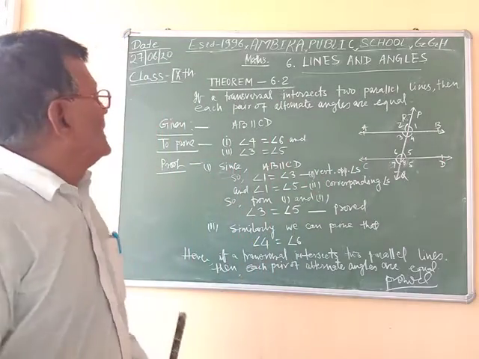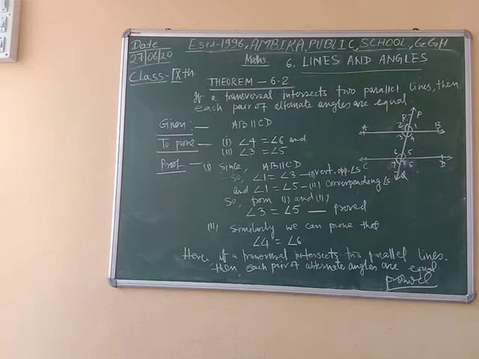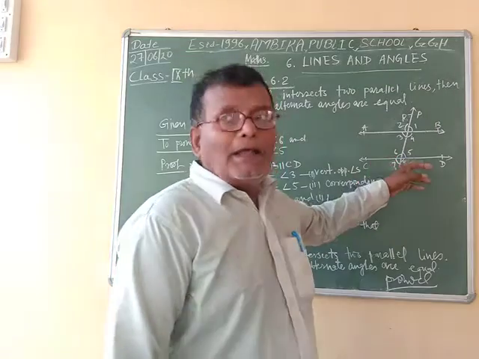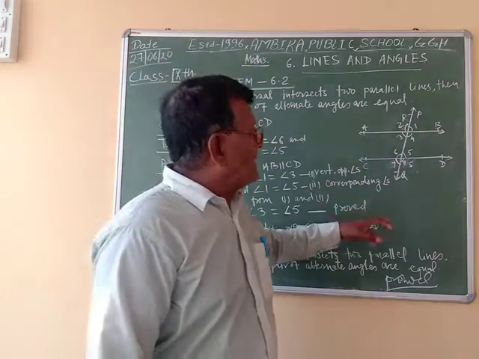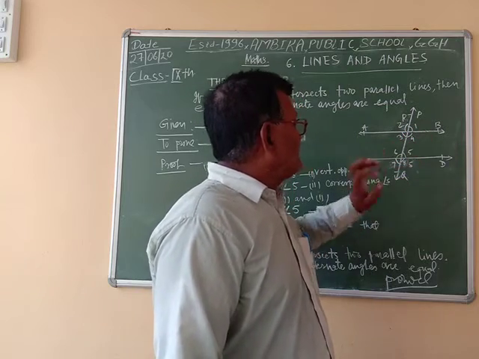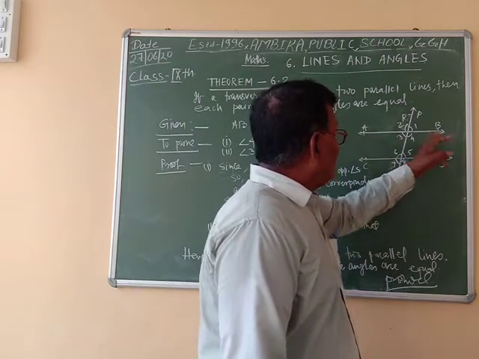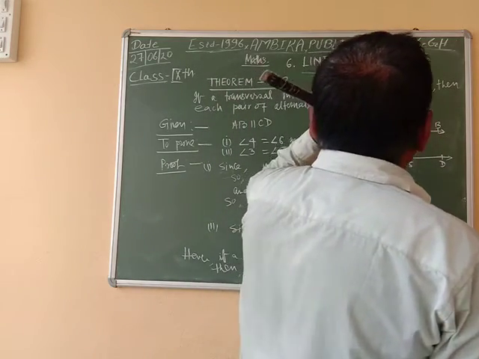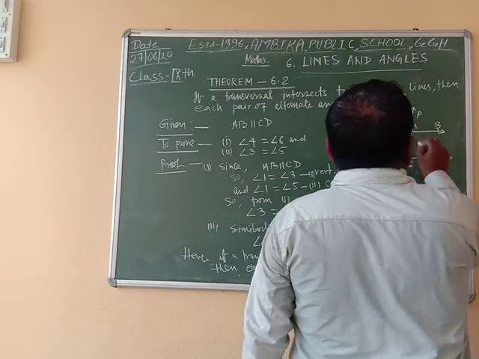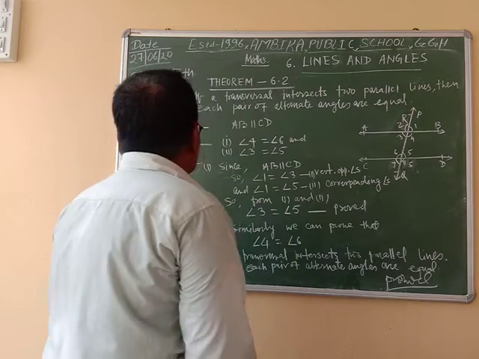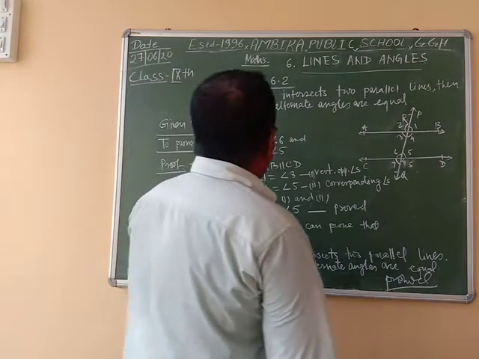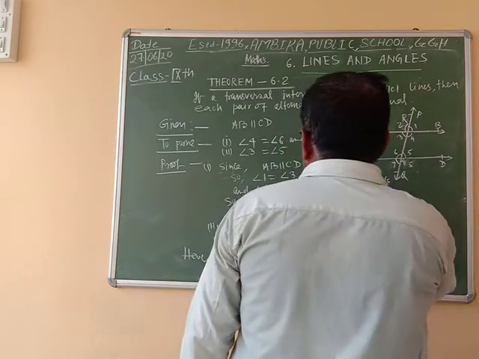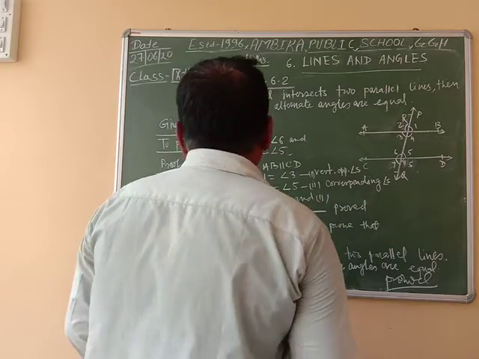Here we are given, if a transversal intersects two parallel lines, then each pair of alternate angles are equal. Here AB and CD are given two parallel lines, and PQ is a transversal which intersects AB and CD at points R and S respectively. We have to prove that alternate angles are equal. Here 4 and 6 are alternate angles, and also 3 and 5 are alternate angles. So these angles are equal.